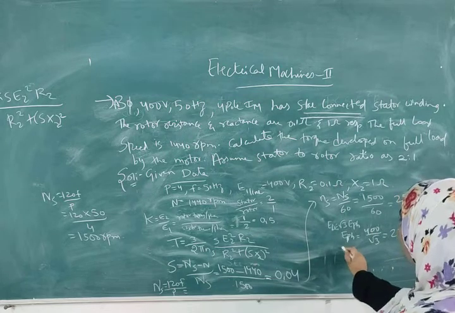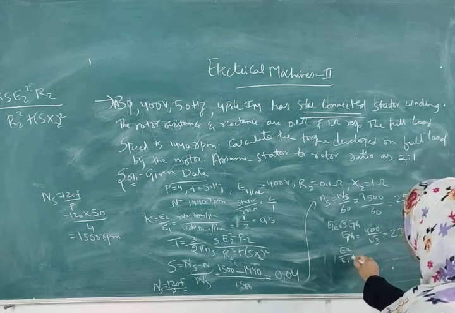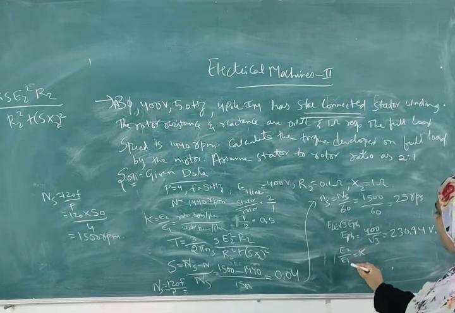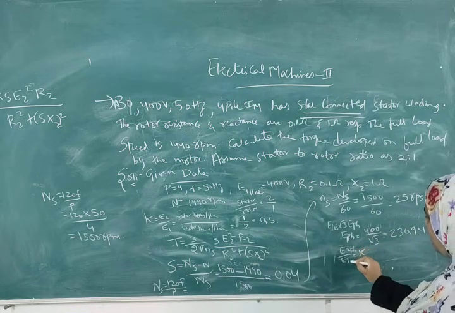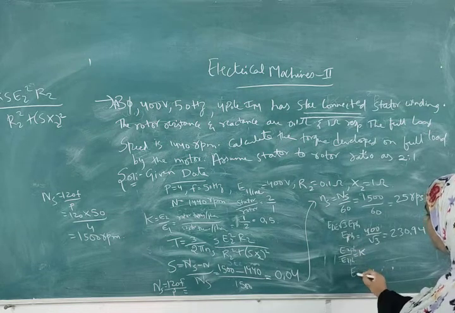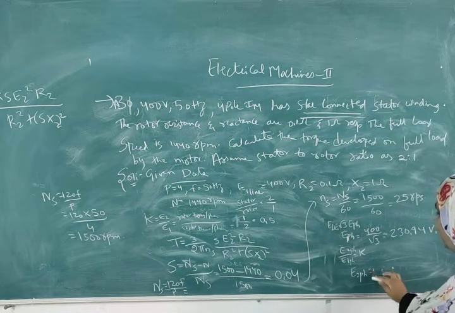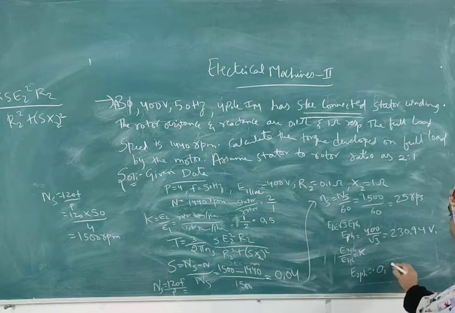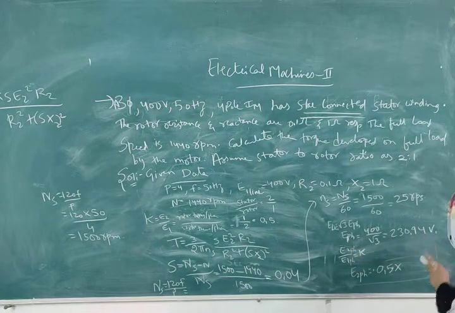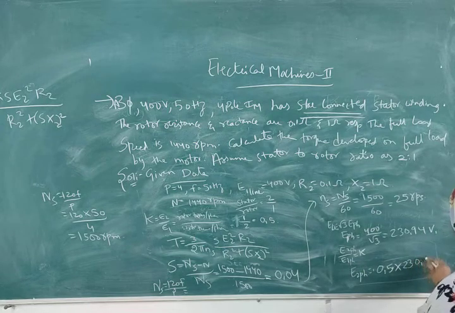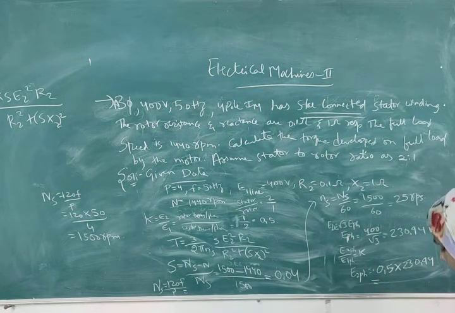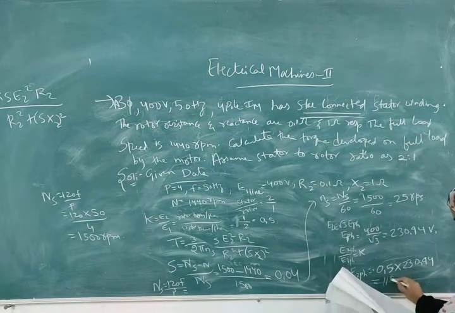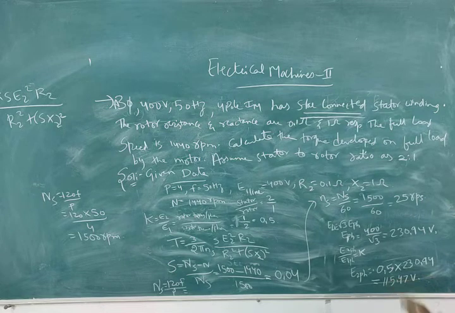Now according to this equation, E2 by E1 is equal to K. We can find out the value of E2 phase. So how can I calculate E2 phase? E2 will be equal to K into E1. K value we got as 0.5. So 0.5 into E1 phase will be my E2 phase. What is the value of this E2 phase? 115.47 volts. This is the value of E2 phase.